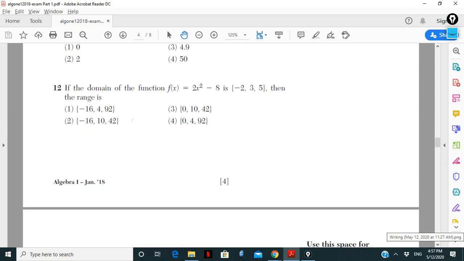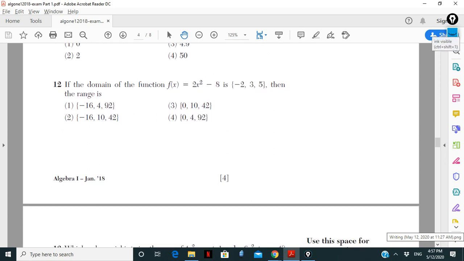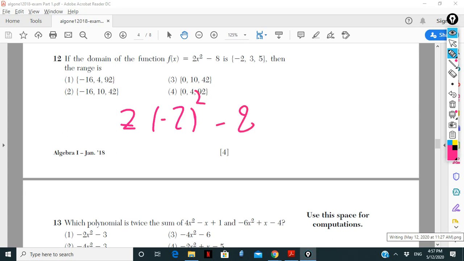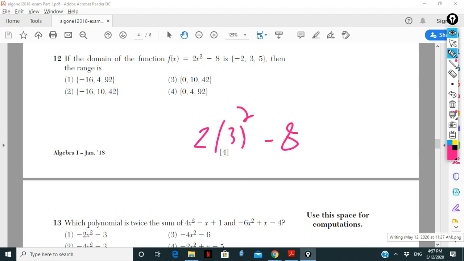Now, the domain of the function, if x is -2, 3, and 5. So he's asking about the range. So I'm going to plug in. So 2 times (-2) squared minus 8. So that's going to be 2 times 4 minus 8, giving me 0. So I have 0. So I crossed out these two. Okay. Now I'm plugging in 3. So 2 times 3 squared minus 8. So that's 18 minus 8, giving me 10. So the answer is 3. For 12 it is 3.